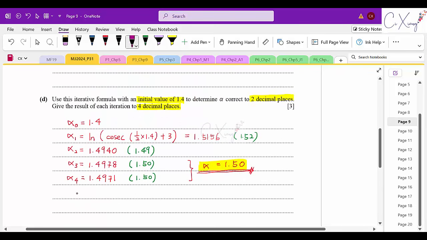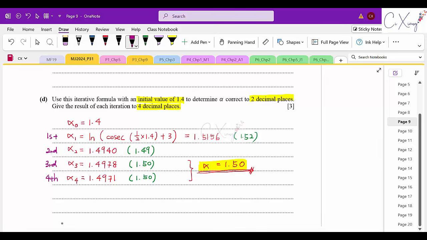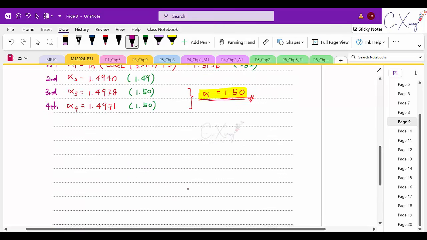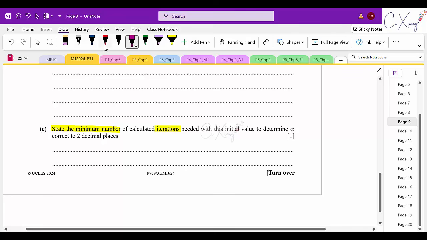You can see that we get alpha equals 1.5, and the repeated value is at alpha 4. That means this is the first iteration, the second iteration, the third one, and this is the fourth one. So this is the minimum number for you to prove that the root is 1.5, right? You can of course verify with more iterations, but the minimum number of iterations should be 4. So you can just directly tell them that the answer is 4. Alright, this is how we solve question number 6.